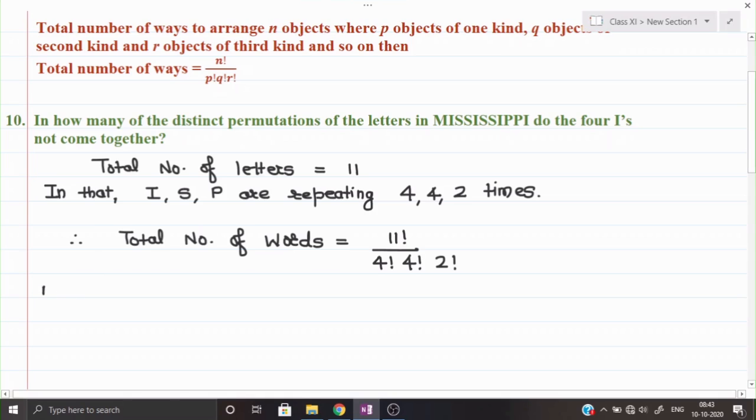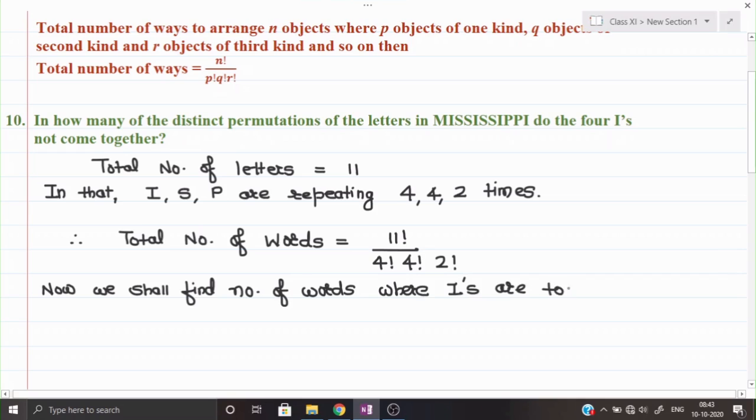Now we shall find number of words where I's are together. Okay, all the I's are together, that we are going to find.